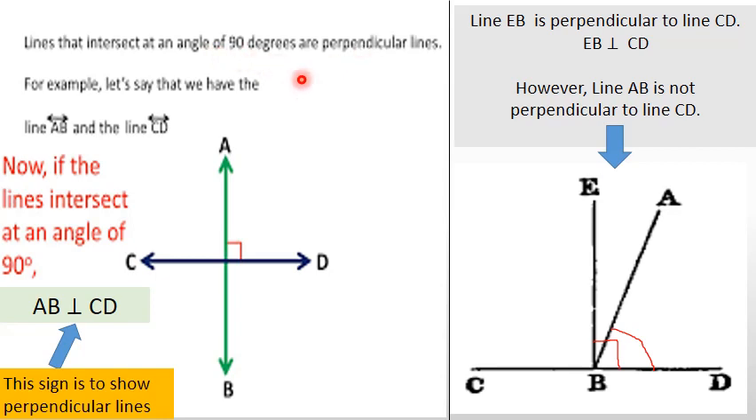Now I already explained this to you that whenever two lines are intersecting such that 90 degrees form, that means the two lines are perpendicular to each other. So let's say we have a line AB and line CD. Okay, we have line AB, this is line AB, and this is line CD.